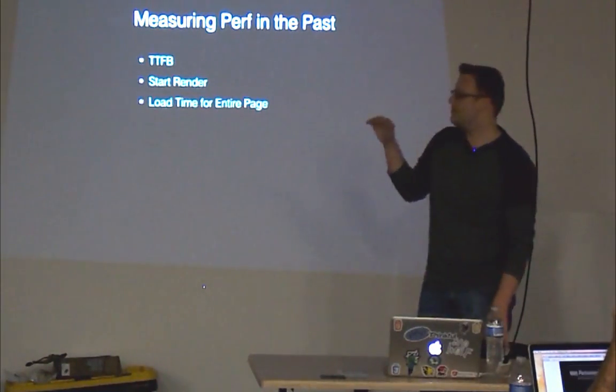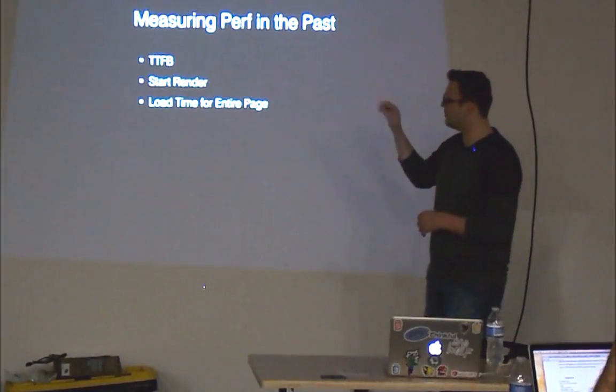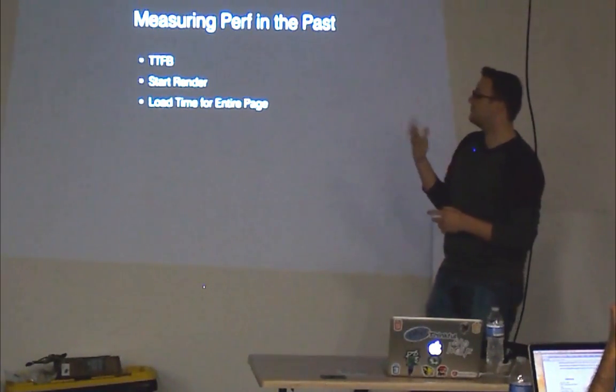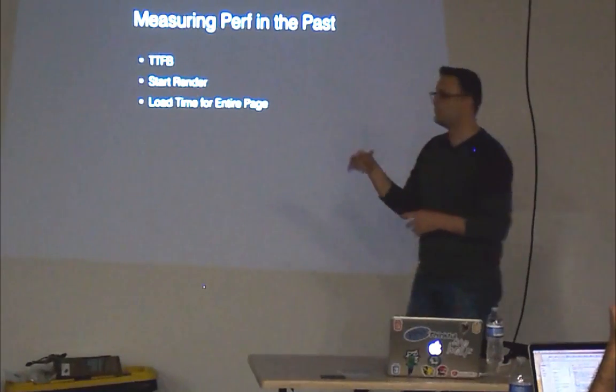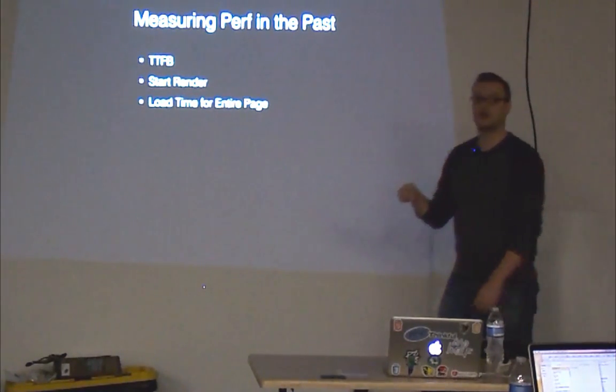So measuring performance in the past, we tended to stay with 3 metrics: time to first byte, start render, and load time of the entire page. Time to first byte, we talked about a little bit earlier.